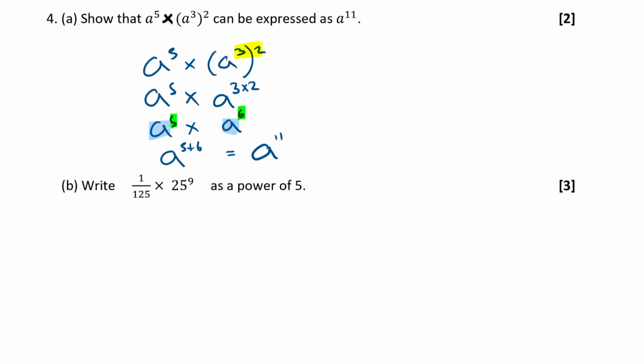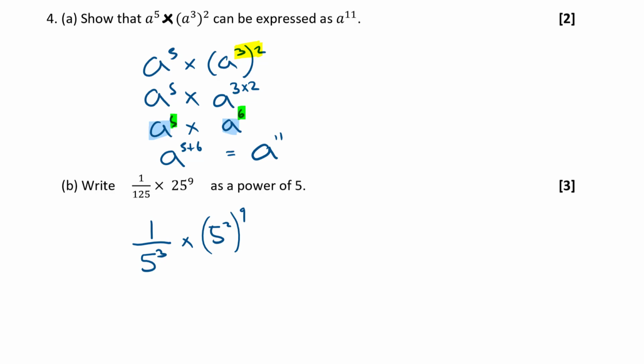Write 1 over 125 times 25 to the power of 9 as a power of 5. Okay, so what we've got here then, we've got 1 over 125. Now 125 is 5 cubed, isn't it? So I can rewrite that like that to start with. And then 25 is 5 squared. So I'm going to write it as 5 squared to the power of 9.